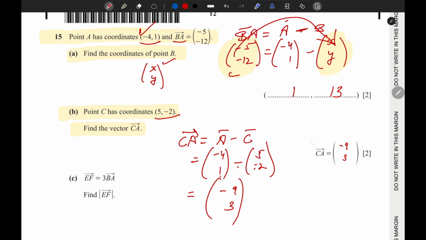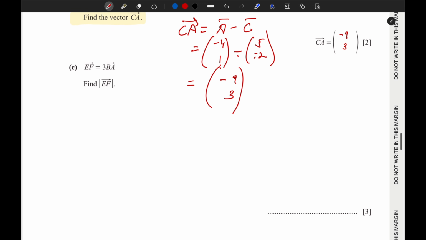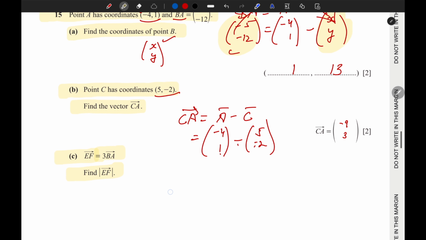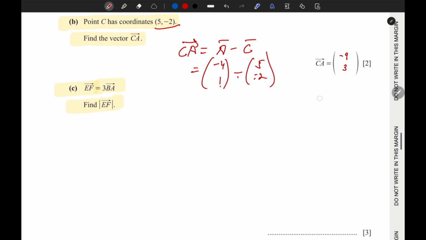Okay, now I'm removing the part which has come over here. Now the C part is find EF. Sorry, EF they have given equals 3BA. Find modulus of EF. Modulus means this is actually the magnitude. So you have to find the magnitude of EF. First of all, EF is thrice of BA. So what was BA? BA was this, -5, 12.